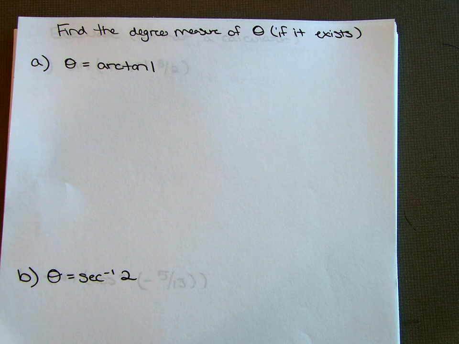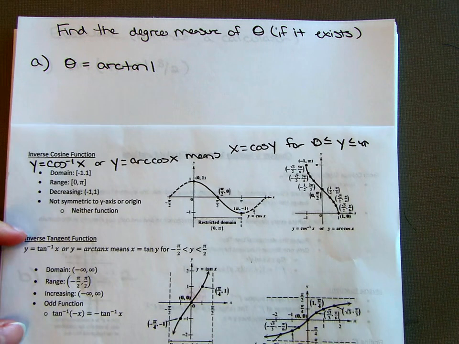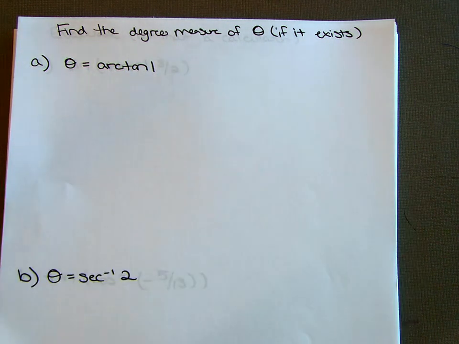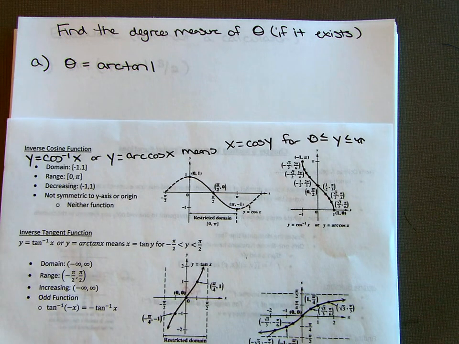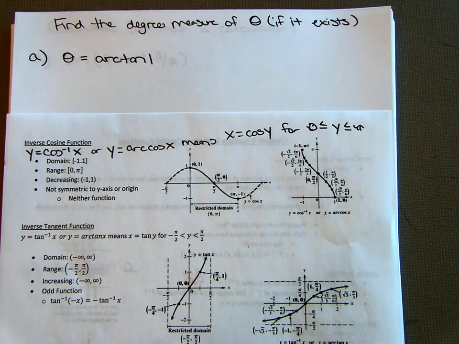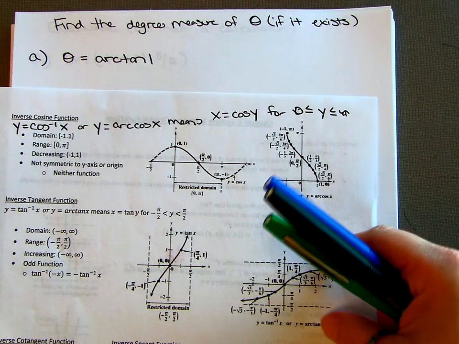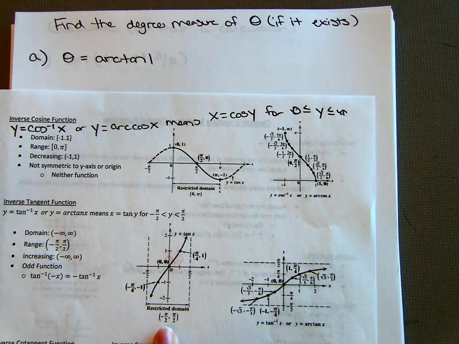Okay, so we are going to work on computing some degree measures, if they exist, using our inverse information. So remember, arctan or tangent to the -1 mean the exact same thing. And so our arctangent information was kind of in the middle of our handout right here on the back side. One thing that I noted is that it's always nice to look at where we are going to be restricted, because over here in our inverse, we are going to have a restriction placed on us because our graphs keep repeating themselves.